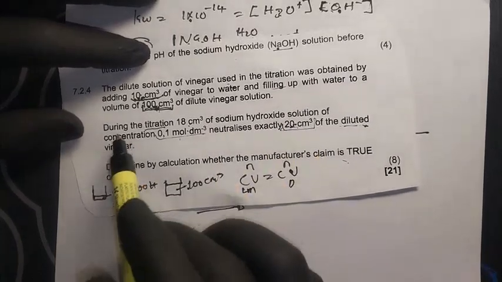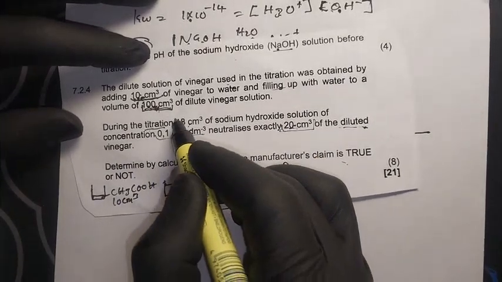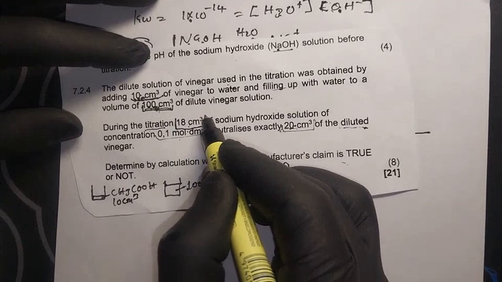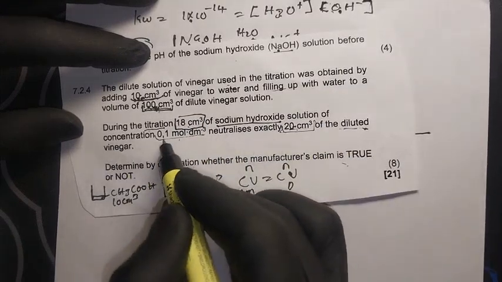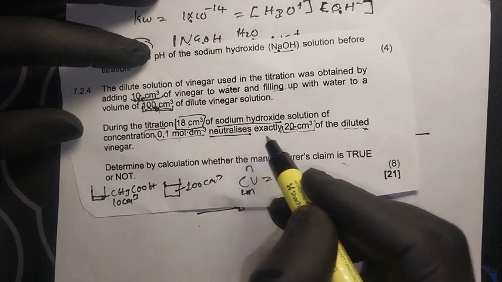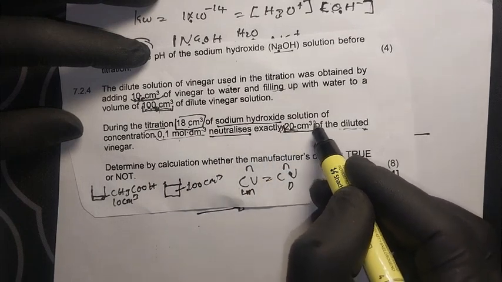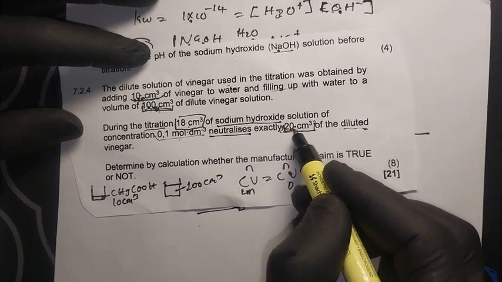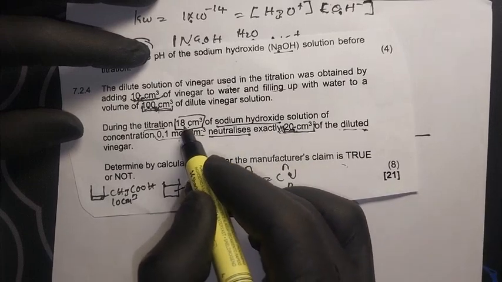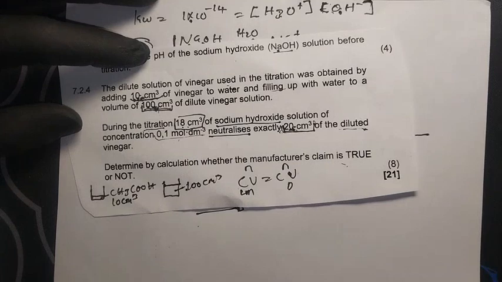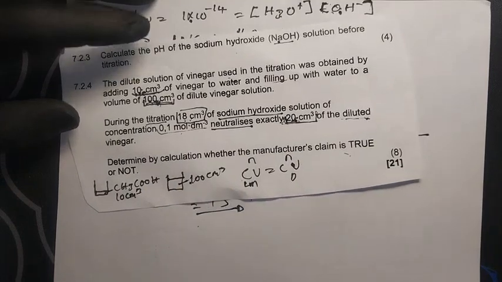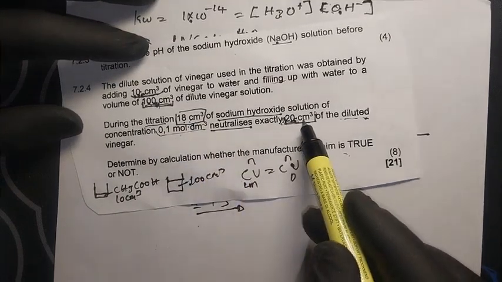Now they say during the titration they have 18 centimeter cube of sodium hydroxide solution, which neutralizes exactly 20 centimeter cube of the diluted vinegar. Which means 18 neutralizes this one.